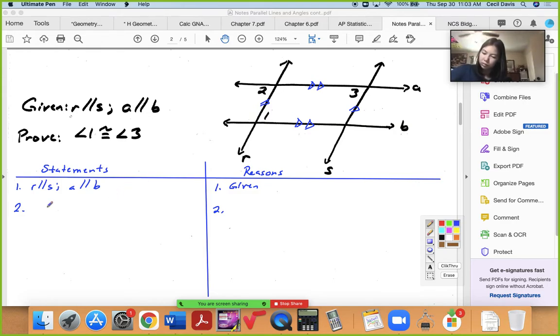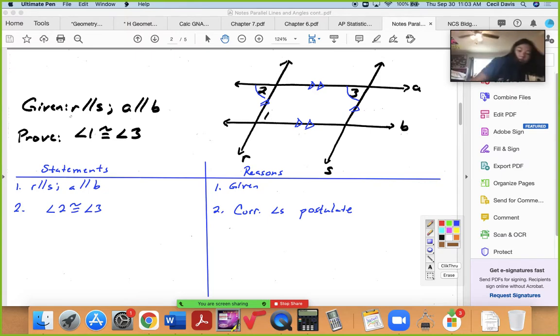So angle 2 is congruent to angle 3 is going to be my statement. I have to justify that statement with a reason. Well, that's the corresponding angles postulate. Remember, that's the only one that's a postulate in this unit. So I know angle 2 is congruent to angle 3, and I'll mark that on the diagram also. You know how for theorem we can write it THM with a line under there? Yeah. If you want to abbreviate postulate POST, that's fine. Okay.